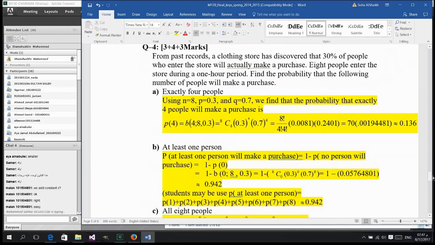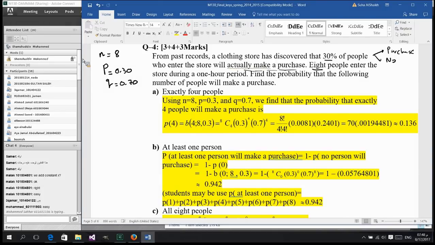From battery course, a clothing store has discovered that 30% of people who enter the store will actually make a purchase. Is this question clear? It's going to be binomial, right? 30% going to purchase, so I have purchase or no, right? 8 people enter the store, so my n is 8. The probability that they will purchase is 30%, meaning 0.30, so not purchase is 0.70, the complement of that one.